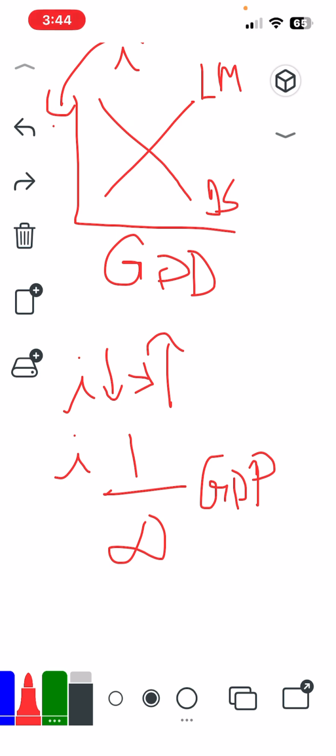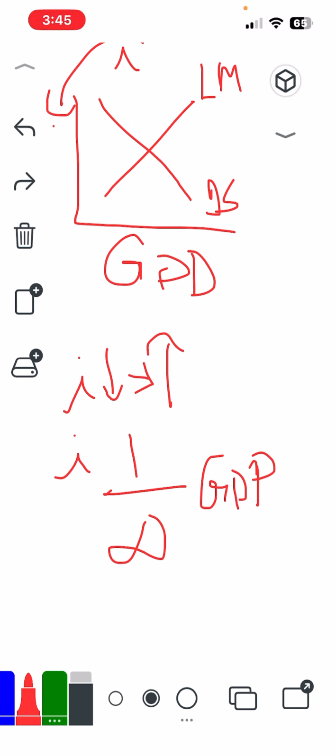Okay, and because your interest rates are inversely proportional to GDP, they sort of behave like a demand curve. Okay, as the price goes down, demand goes up. In this case, as the interest rates go down, okay, your GDP grows.